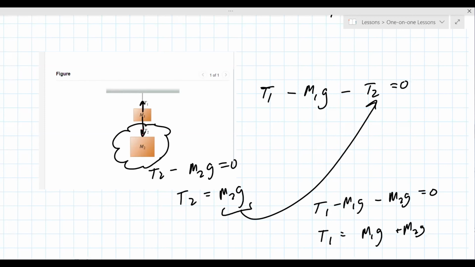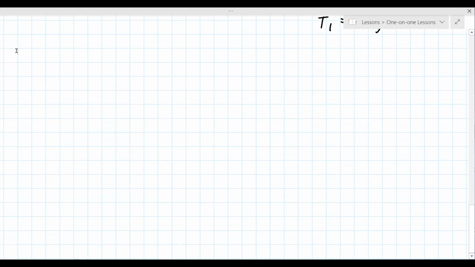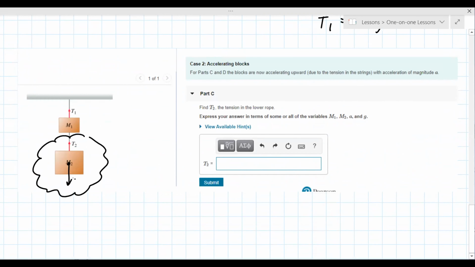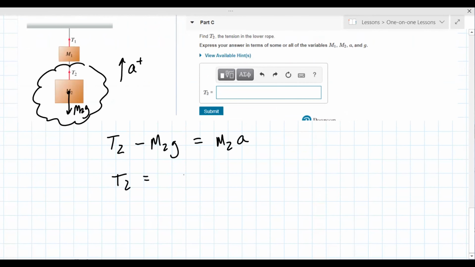All right, I've got to snip this in. So there's a lot that leads into this. You're supposed to draw these free body diagrams. So T2, in terms of the variables M1, M2, A, and G. T2 is here. You don't have to worry about what's going on above it. There's M2G down, but this thing is accelerating up. So acceleration is positive going up. So we have T2 up minus M2G down equals mass times acceleration. The mass is M2 times acceleration. So if you solve for T2, T2 equals M2G plus M2A, because I'm just moving that to the other side.